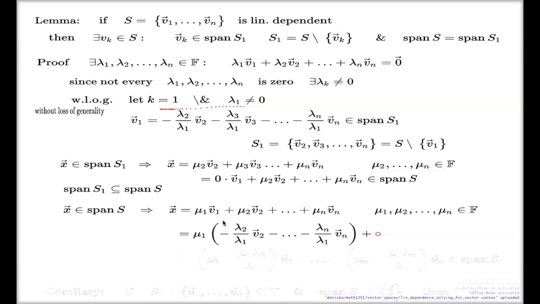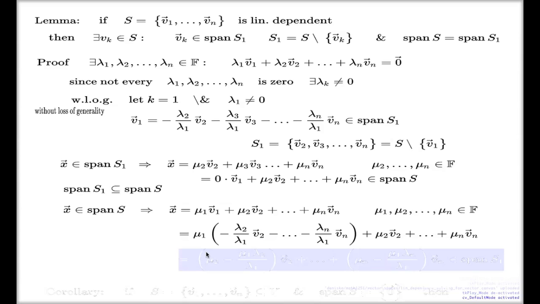The rest of this expression is just copied. Here it is. So if I now rearrange the terms, because if you look through this expression, you see that only vectors from v2 up to vn are involved. So if I rearrange the terms now, here's my rearrangement.